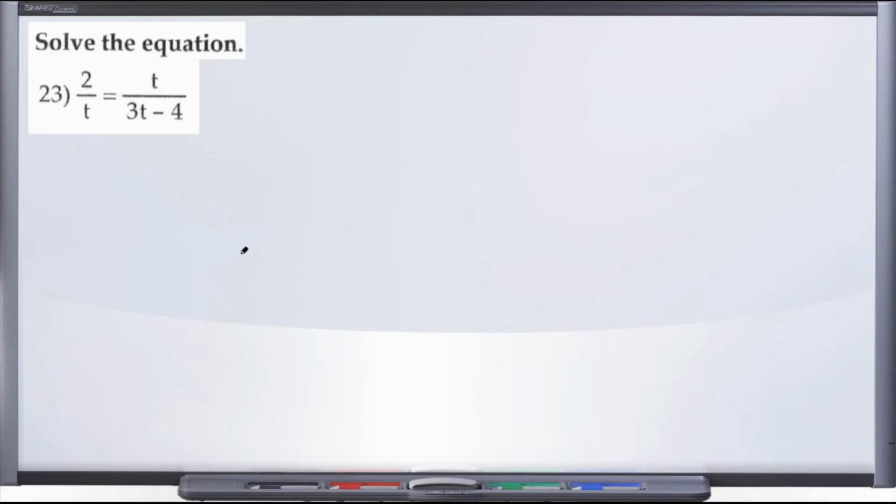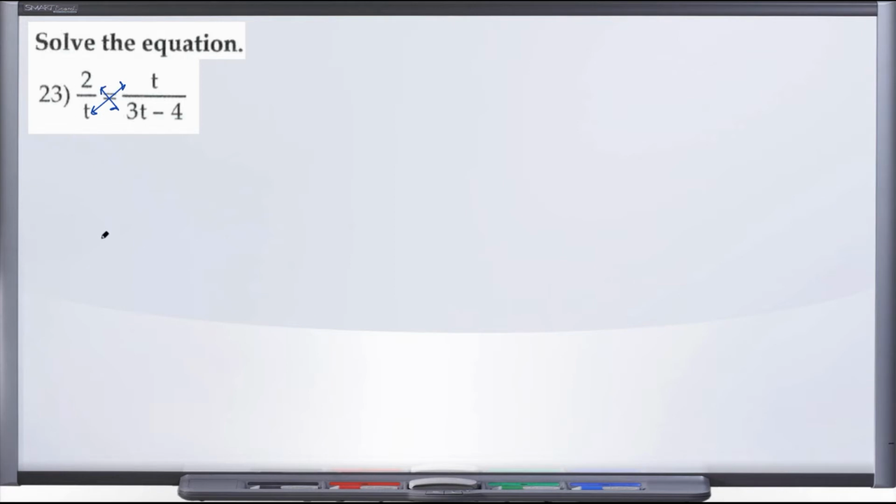All right, so with 23, we're still solving the equation, and this is a little different in the sense that we have one fraction equaling another fraction, and we call this a proportion. And with proportions, what we can do is cross multiply. It's probably the easiest thing to do when it comes to trying to solve for t.